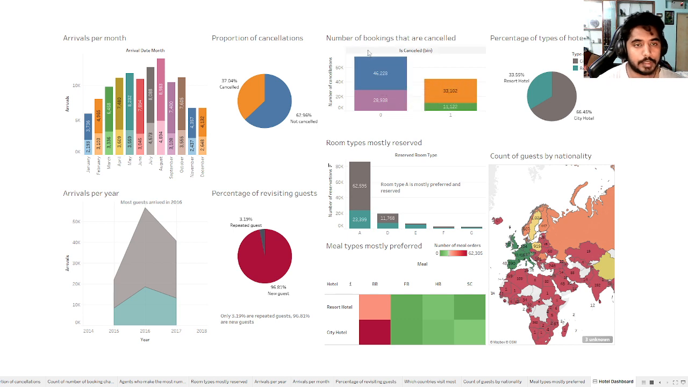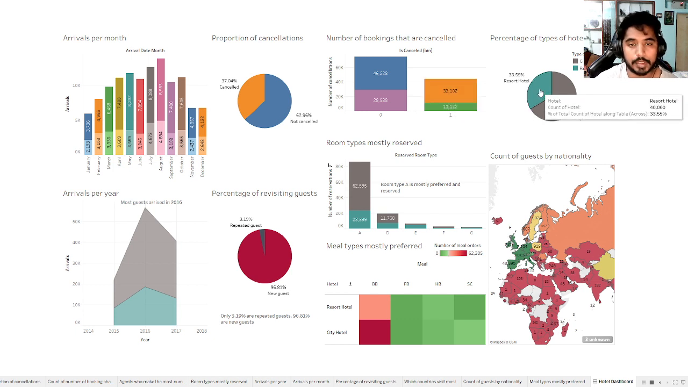From the next chart we can see the number of bookings that are cancelled. So I have divided the is cancelled into two bins, 0 and 1. 0 means it is not cancelled and 1 means it is cancelled. So the number of cancellations that take place in the city hotel is 33,000, and the number of hotel bookings that are cancelled in resort hotel are 11,112, which we can see from hovering over the bars. So this is the portion which shows the bookings that are not cancelled, and this is the portion which shows the bookings that are cancelled.